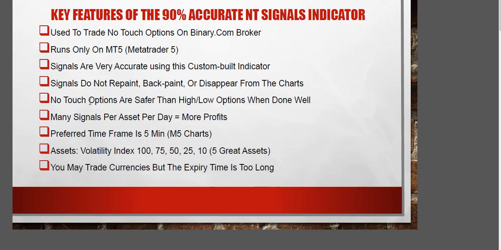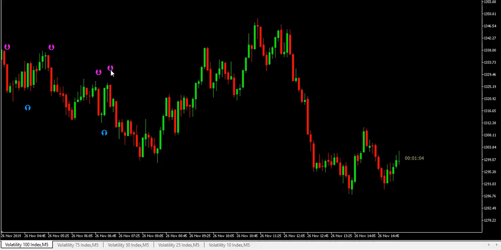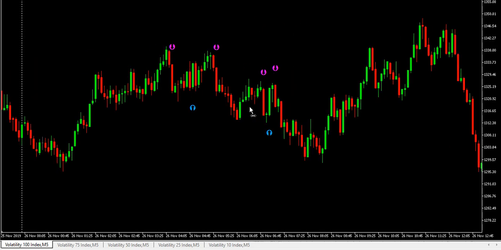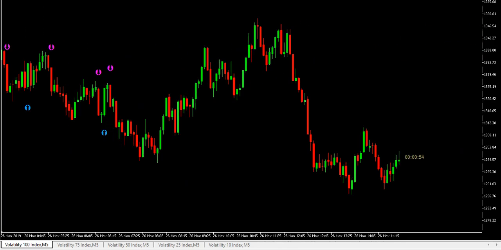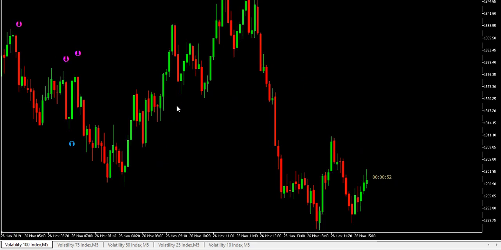Again, the arrows you see here never repaint. They don't disappear. They don't backpaint. Once they appear and the candle is closed, the arrow is there. Whether you are losing the trade or not, the arrows are permanently fixed on the chart. Whether you change time frames or you restart MetaTrader, you will have your arrows fixed in the same place, and I'll show you that.